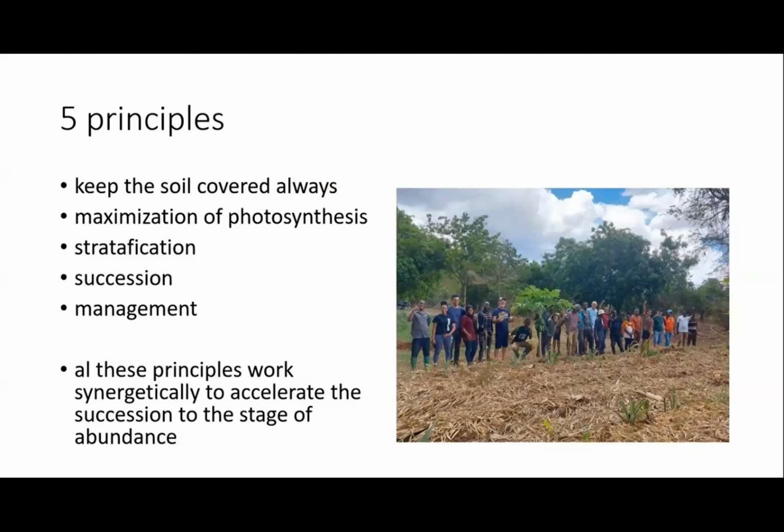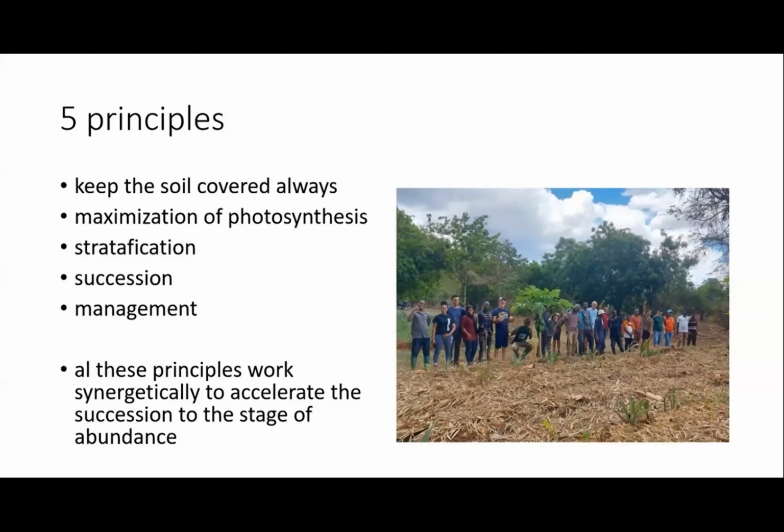The 5 principles of Syntropic agroforestry, as have been taught by my teachers Tiago and Murillo, are: keep the soil covered always, maximization of photosynthesis, stratification is a technology to obtain the maximization of photosynthesis. Stratification means planting in layers. I will come back to that later. Succession and management. All these principles work synergetically to accelerate the succession to the states of abundance. Because it's the states of abundance, that's where we want to be. In the picture you see how much organic material is put on the soil to keep the soil covered always.